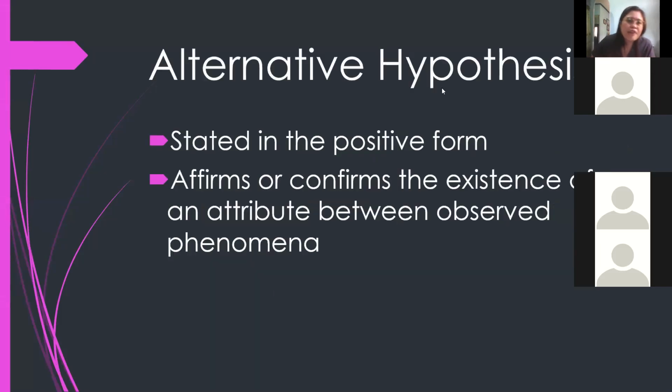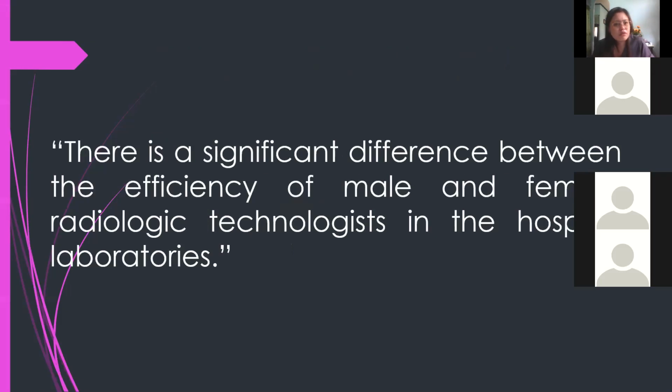The other type of hypothesis is called alternative hypothesis or research hypothesis. This type of hypothesis is just stated in the positive form. Again, positive form ha. So kung the other one denies the existence of the relationship or the difference between variables, this time sa alternative hypothesis, we are affirming or confirming the existence of those attributes. Okay? So you just have to remove the no or the not in the sentence.